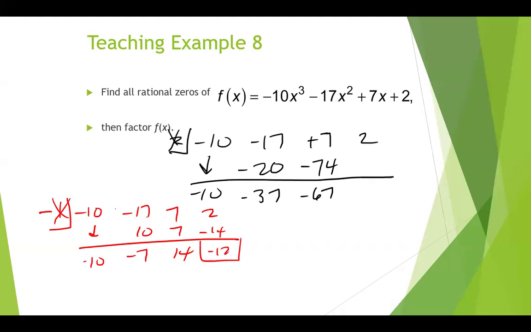Okay. And then you keep going. So that is how you would test out those. Out of the ones you have, you would literally go through doing synthetic division to see which one gives you a 0. Okay. It's not like a hard task. It's just tedious.